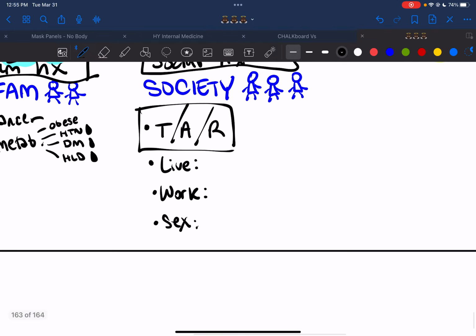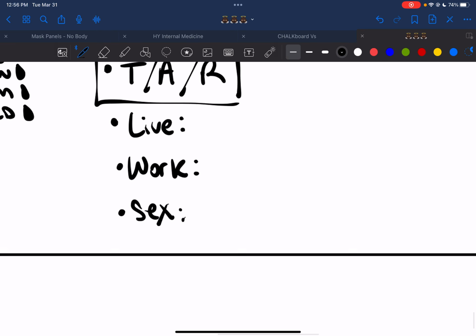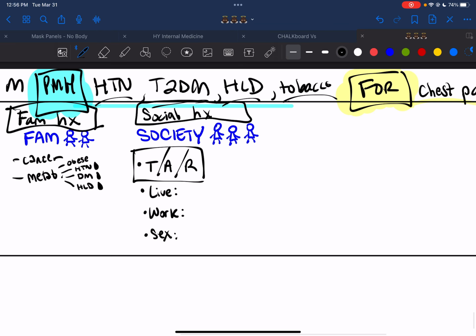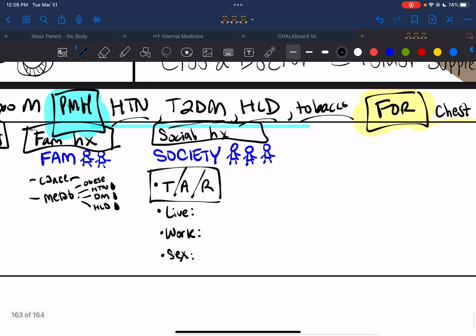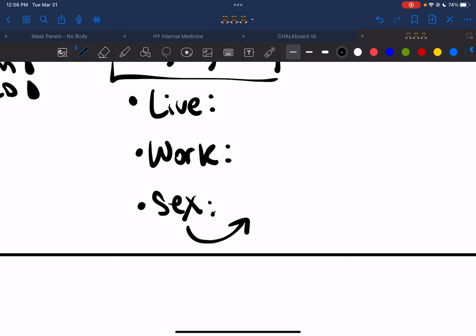And this is where I'll ask, are you sexually active? Yes or no? How many partners? 3. Do you use condoms? No. Okay. Then you tell them to use condoms because birth control cannot protect them from STDs. Only condoms can do that. So that's social history. With sexual, if I'm dealing with women's stuff, OB-GYN stuff, then that's when I'll also ask about menstrual history.